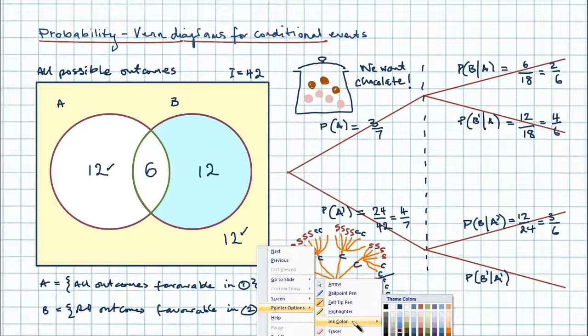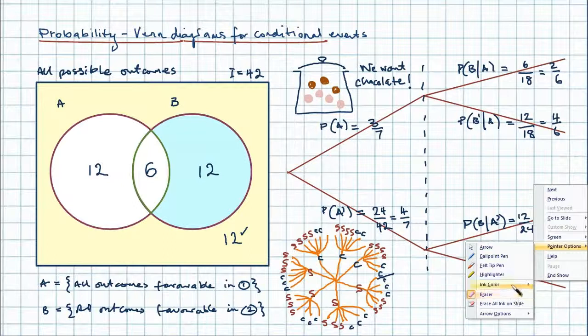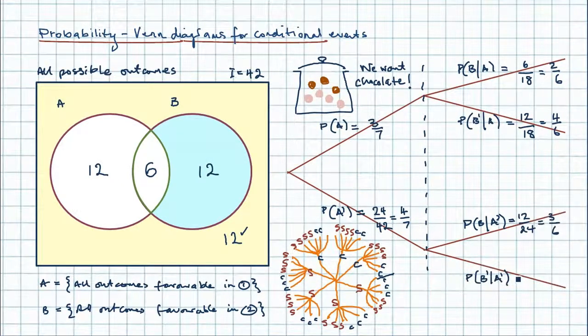So we can't include this one here, so I'm just going to erase that, because it's not in our not A region, which is this yellow region here. And now we've got not B. So everything that's not B is in this yellow region here, which is 12 out of 12 add 12, 24. Okay, so we get again 12 out of 24, which will be again 3 out of 6.